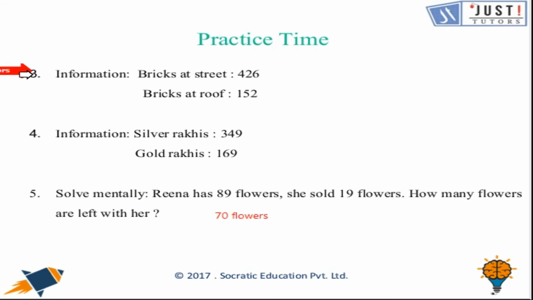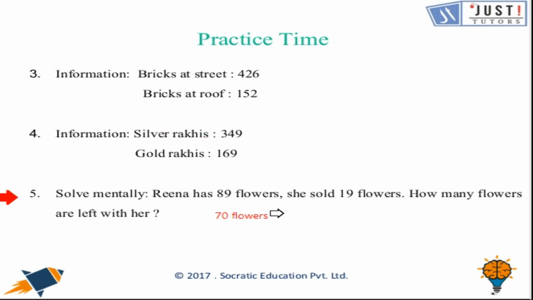Let's move forward. Question 3 and question 4 are information given to you, out of which you have to create a word problem. I'll go ahead and try question 4 for you to create a word problem. So, silver Rakhis, that is 349, gold Rakhis, that is 169. The question could be asked like this: how many more silver Rakhis are there than gold Rakhis? So what you have to do is take away 169 from 349. Or the question could also be: what is the total of silver Rakhis and gold Rakhis altogether? In that case, you have to add these two numbers.